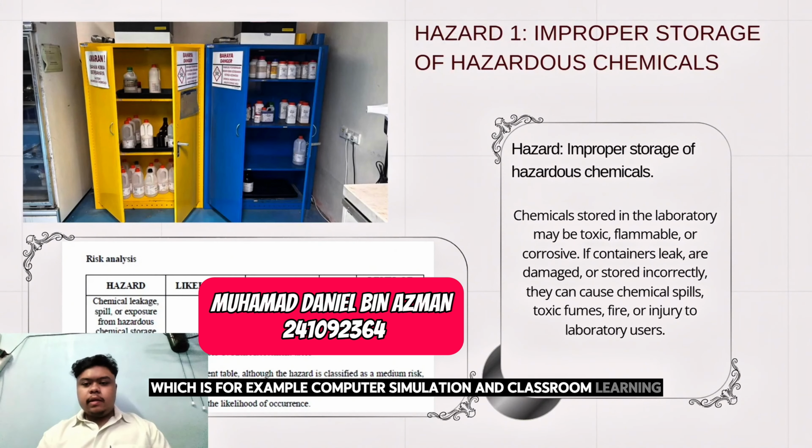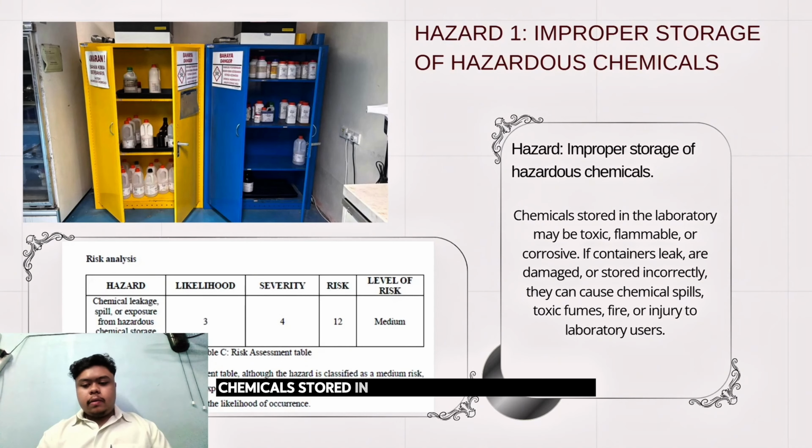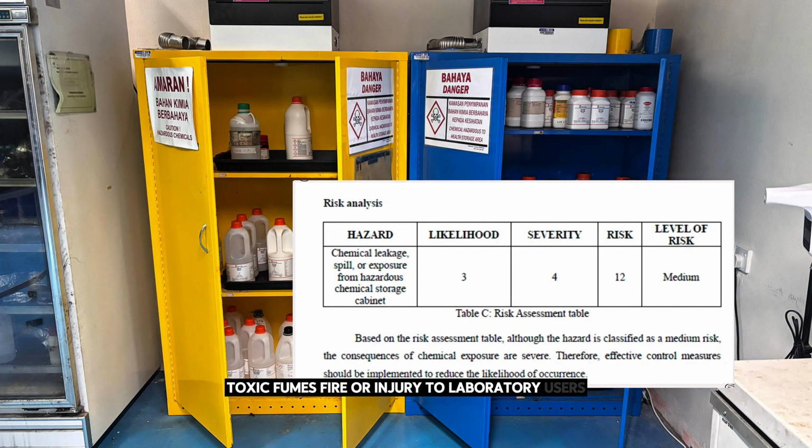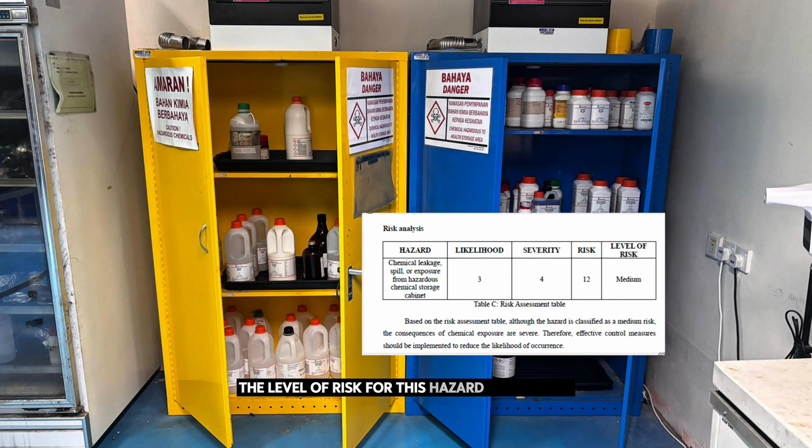For the first hazard, improper storage of hazardous chemicals. Chemicals stored in the laboratory may be toxic, flammable, or corrosive if container is damaged or stored incorrectly. They can cause chemical spill, toxic fume, fire, or injury to laboratory users. Based on this risk assessment table, the level of risk for this hazard is medium.